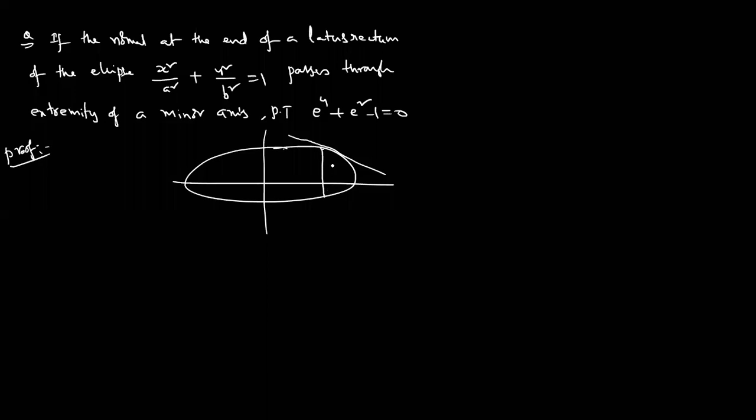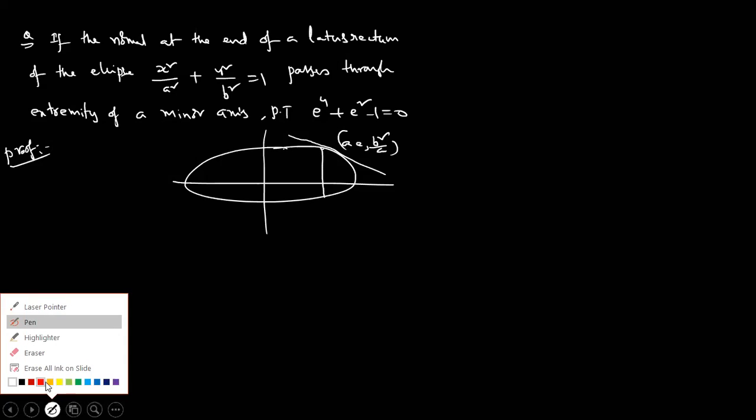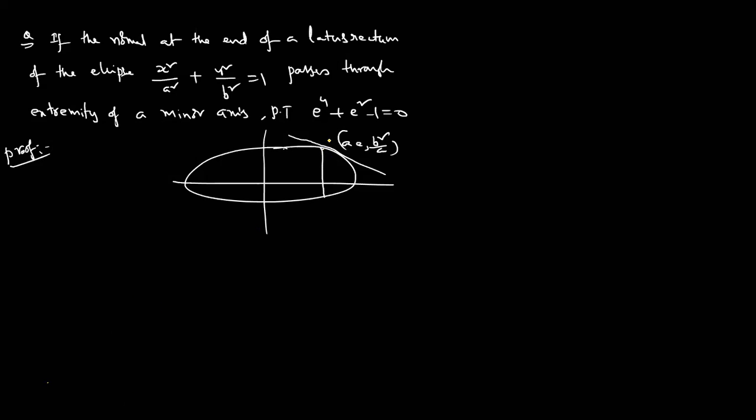This is the latus rectum, dear students. So what is the point here? That is ae comma b square by a. Fine. So this normal passes through, I'm writing, see, this normal passes through the extremity of the minor axis. That is the meaning. So this point is 0 comma minus b.